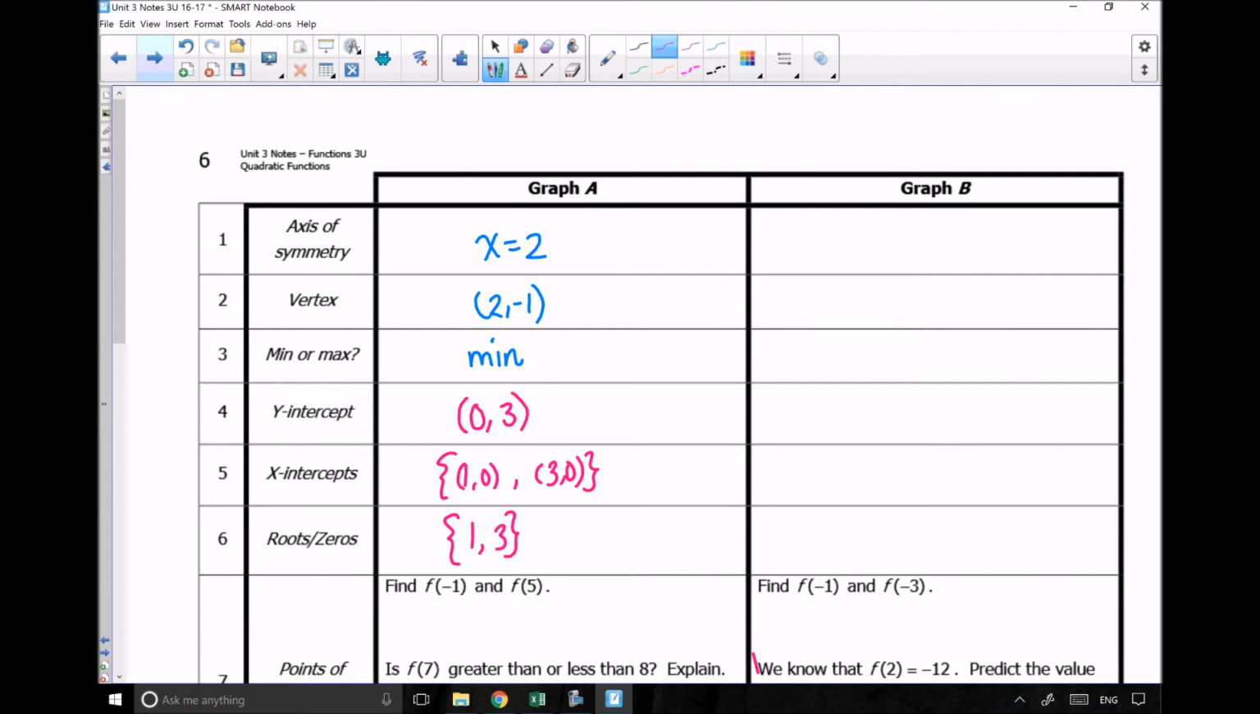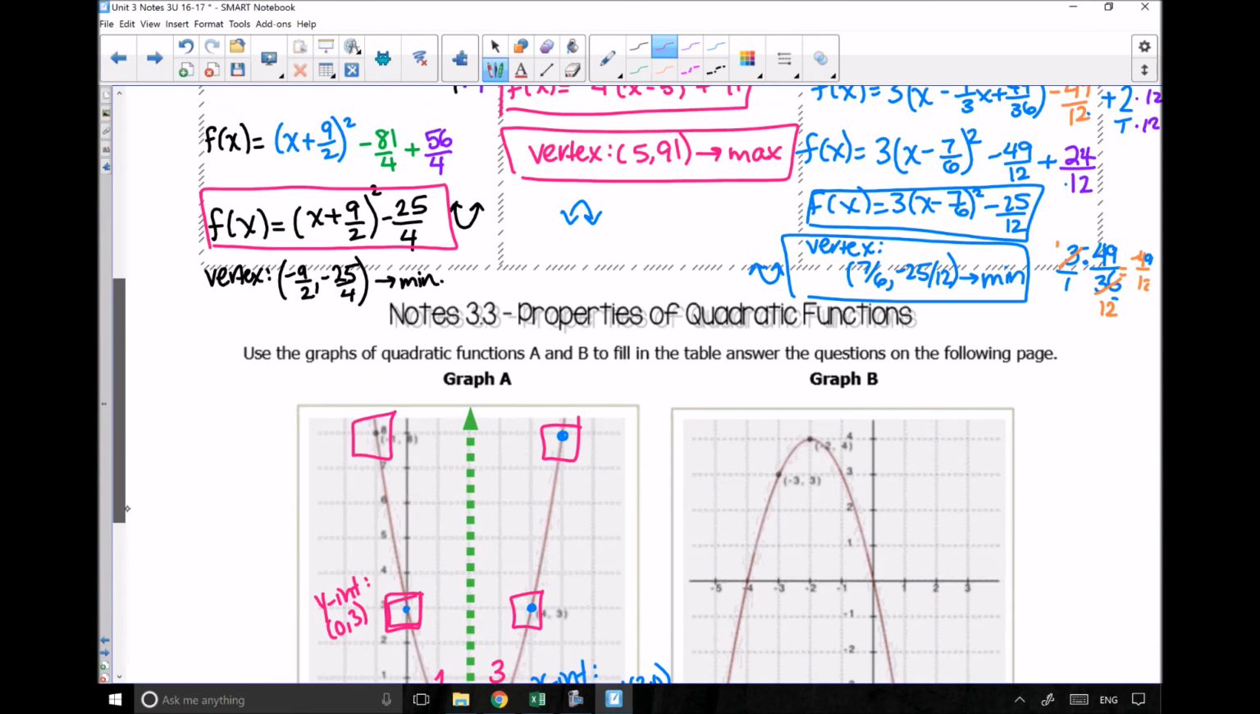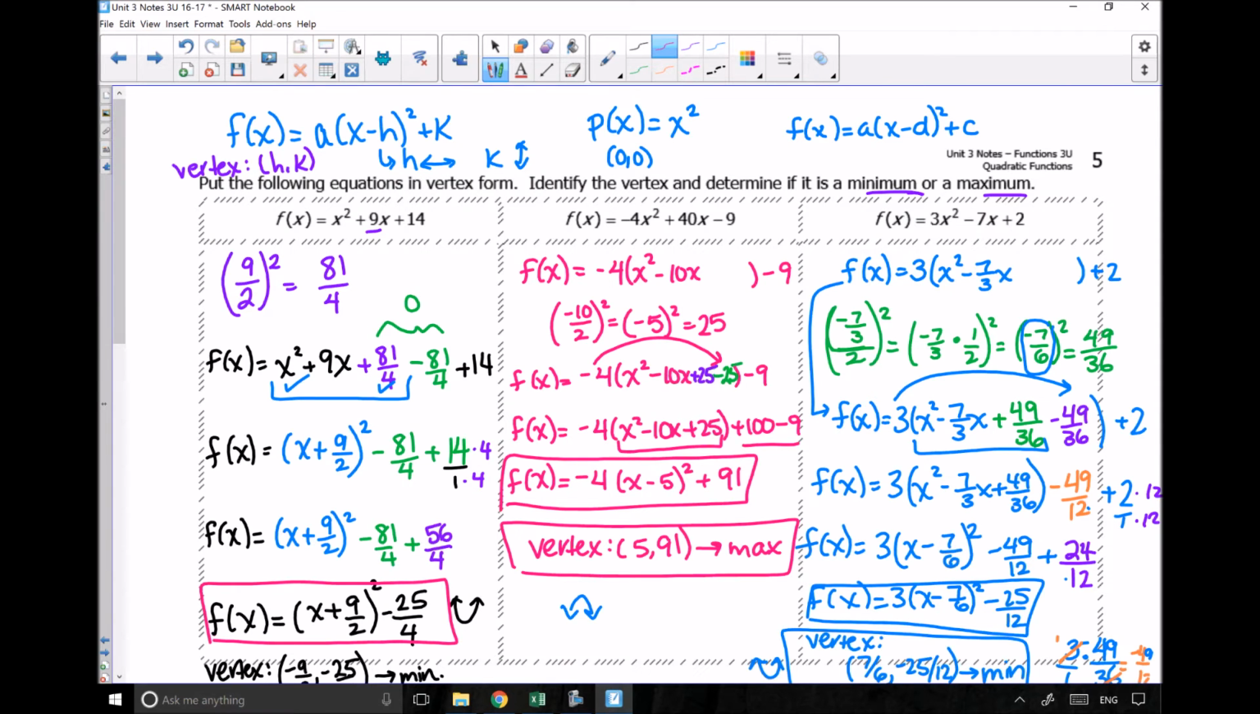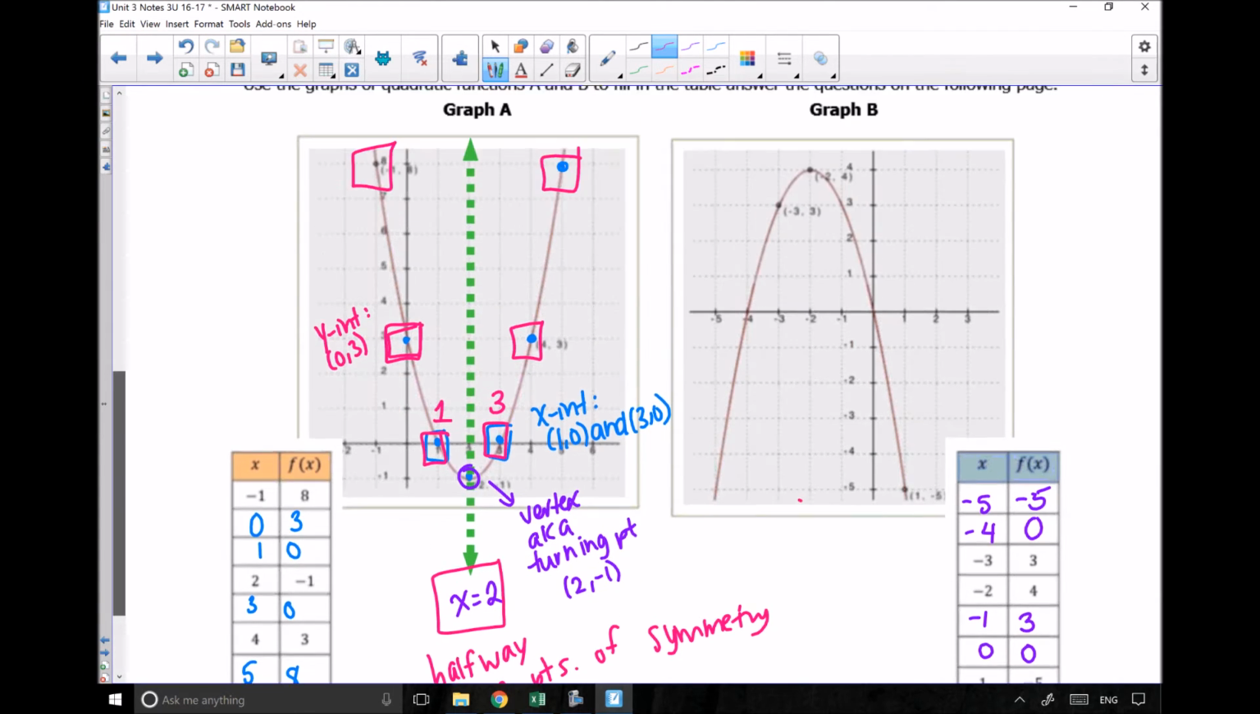So go ahead and find f of -1 and 5. Remember, f of -1 means find the y value when x is -1, and f of 5 says find the y value when x is 5. So when I look at my graph here, f of -1 is 8, and f of 5 is also 8.